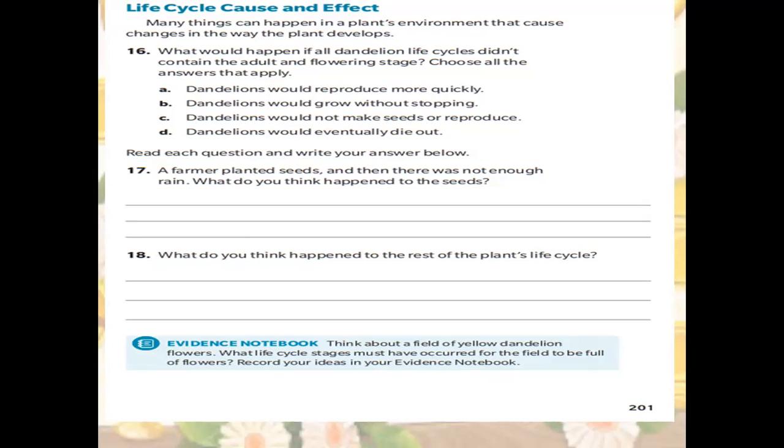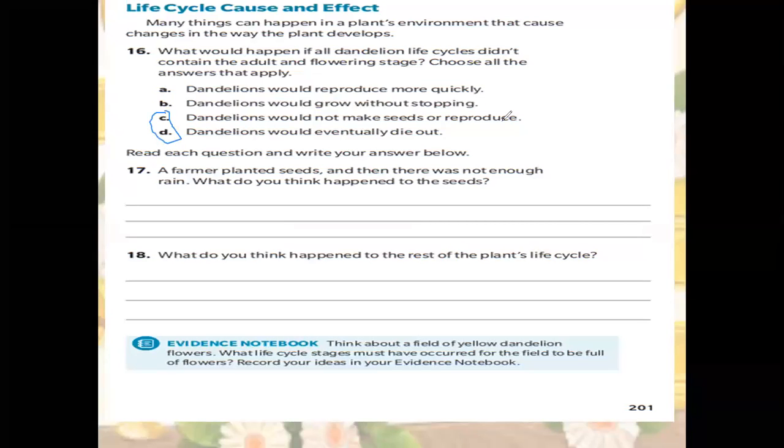I think it's going to be C and D. If there is no flower, it means no seed. And if there is no seed, the plant will not reproduce. And if the plant will not reproduce, it will eventually die. Read each question and write your answer below.